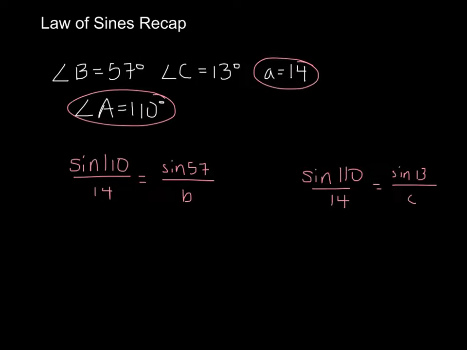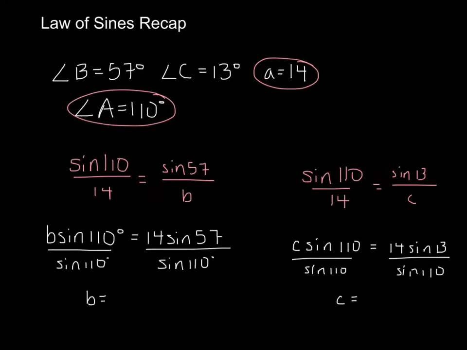Just remember that 57 degrees has to go with side B, because 57 degrees is angle B. And 13 degrees has to go with side C. So that needs to be paired up together also. Please hit pause and solve for both sides B and C.